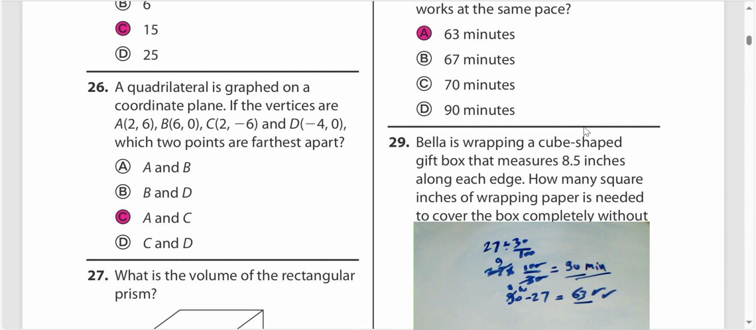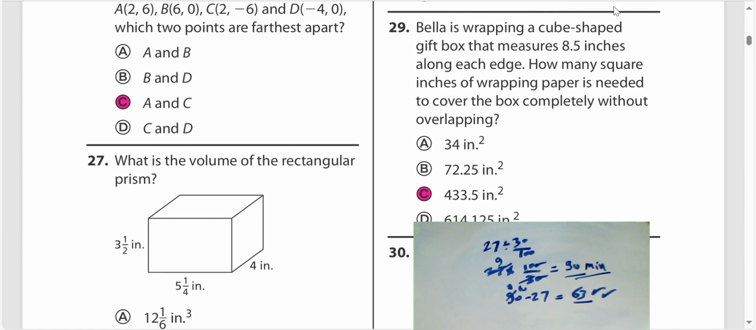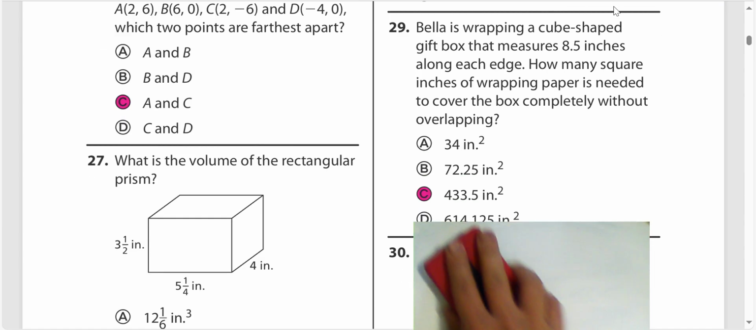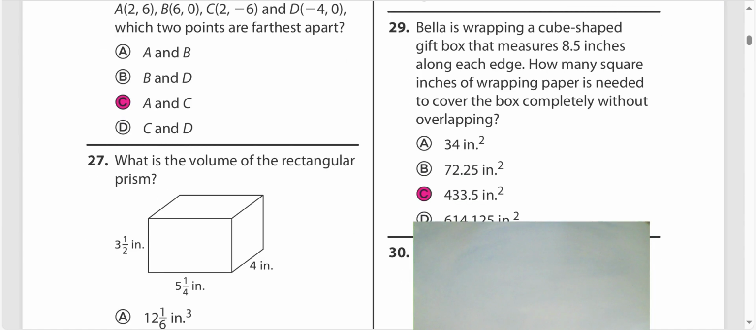Next question, 29. Mila is wrapping a cube-shaped gift box that measures 8.5 inches long on each side. How many square inches of wrapping paper is needed to cover the box completely without overlapping? We have 8.5 here. You can find the volume by multiplying the number by itself 3 times. In this example, you won't find the volume. You find the area here.